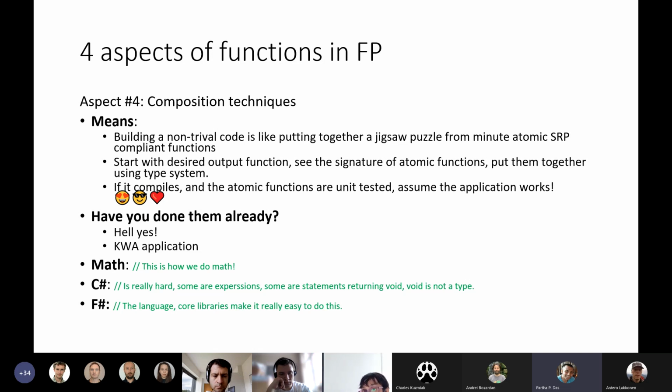Have you done them already? Yeah, you just saw the KW application. KW is the Kaggle winners archive or something like that. I don't remember what I named it for.